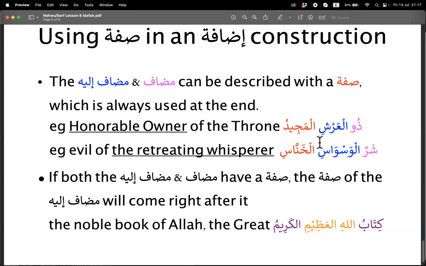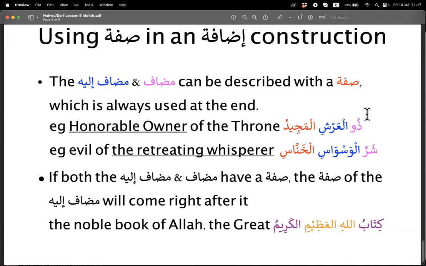Can it be the sifa of al-arshi? Cannot. Why? Because it's not the same status. It doesn't match the property. Exactly. So the one that is matching is Zu, right? Zu is rafa. But is it proper? Is Zu proper? No.